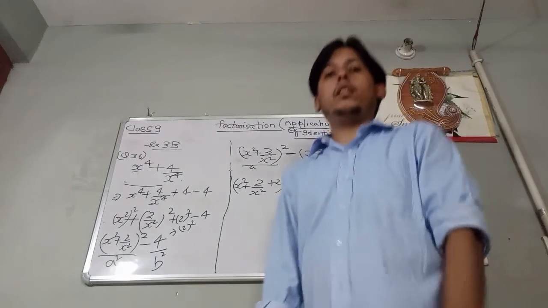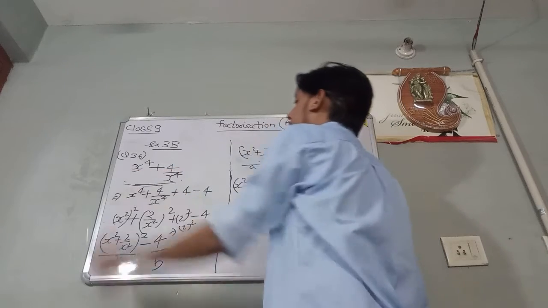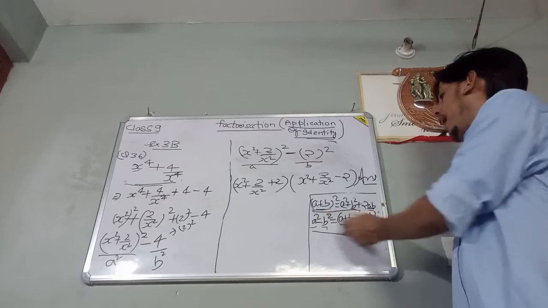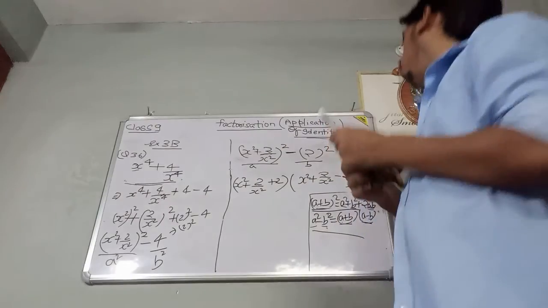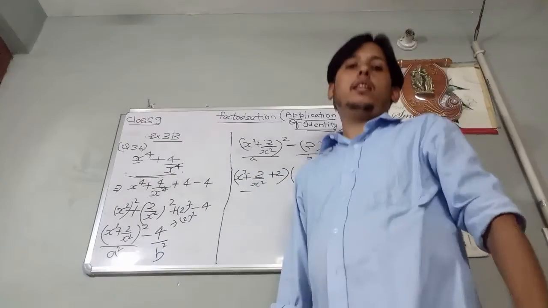Okay, hope you have understood. Only what we have to do, we have to make it a perfect square, and after that we have to apply these two identities. As soon as we apply the identity, we get the factors, and hence we have got the answer. Thank you.